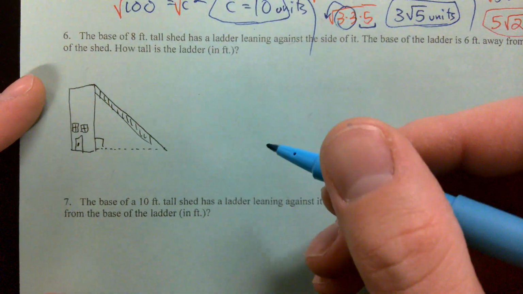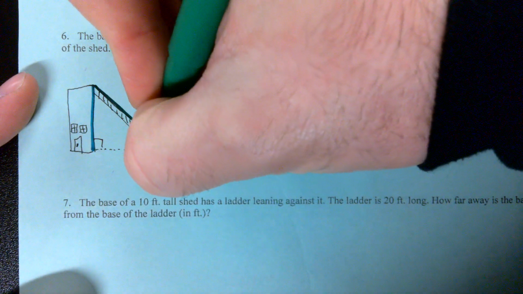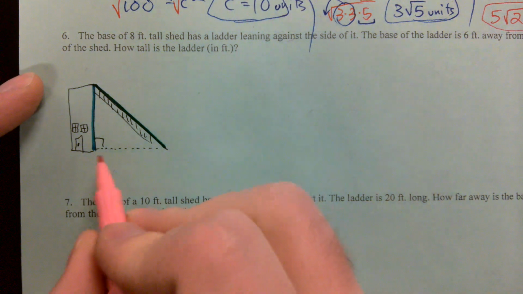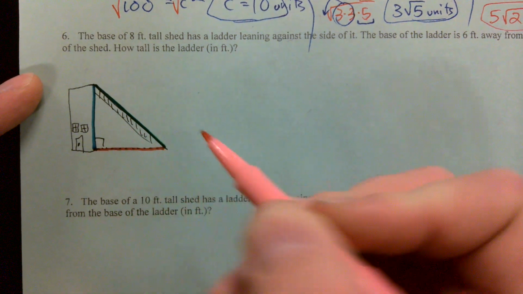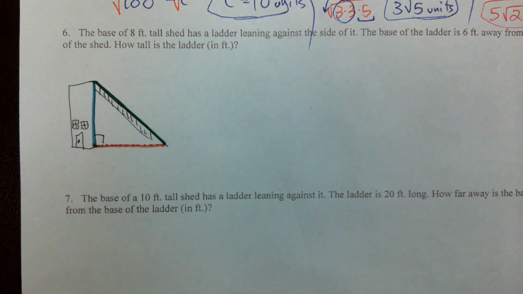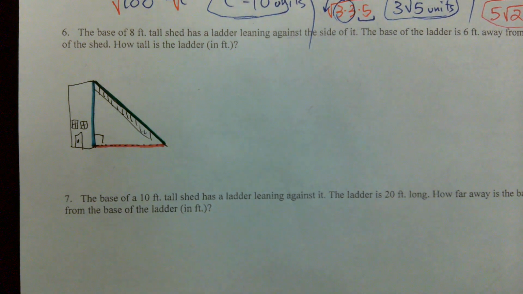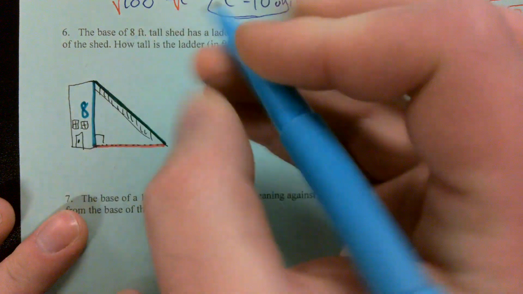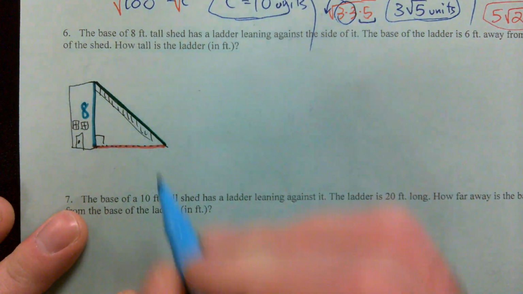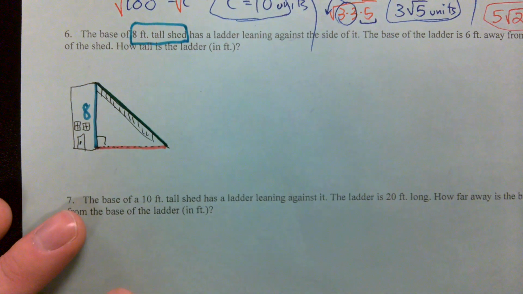In this drawing, I have three measurements: the height of the building, the length of the ladder, and the distance between the base of the ladder and the base of the building. Do I know how tall the building is from this problem? How tall is the building? 8 feet. It says so, an 8-foot tall shed. That's a typo. That's my bad.